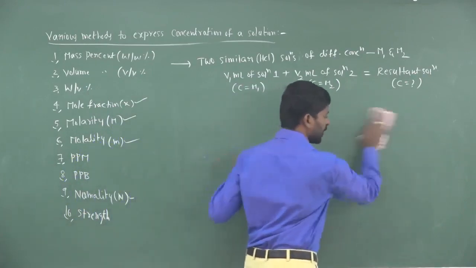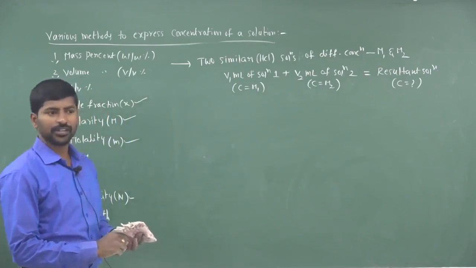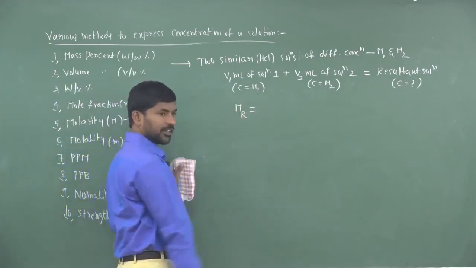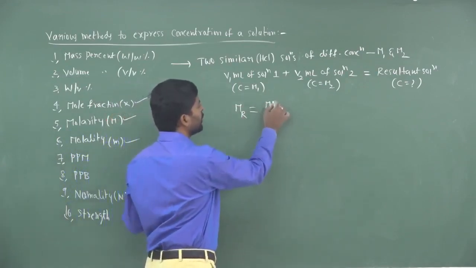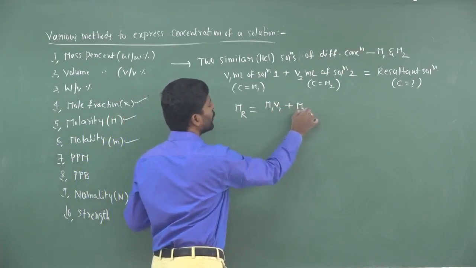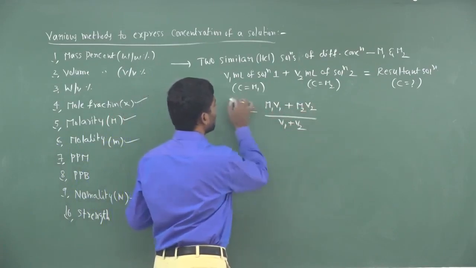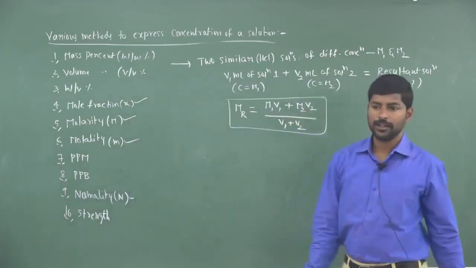We are mixing two HCl solutions of different concentration. What is the resultant solution concentration? MR. What is the formula? MR equals M1 V1 plus M2 V2 by V1 plus V2.